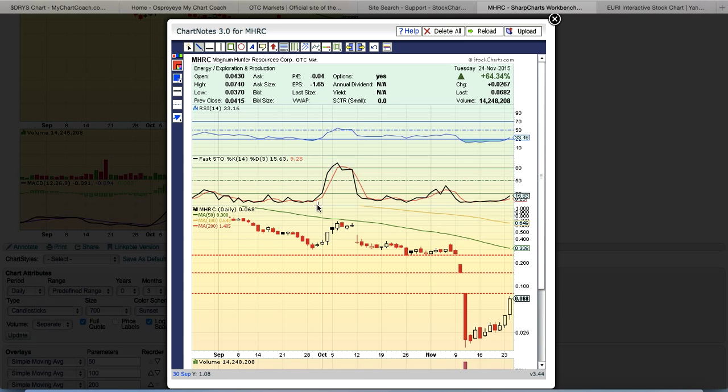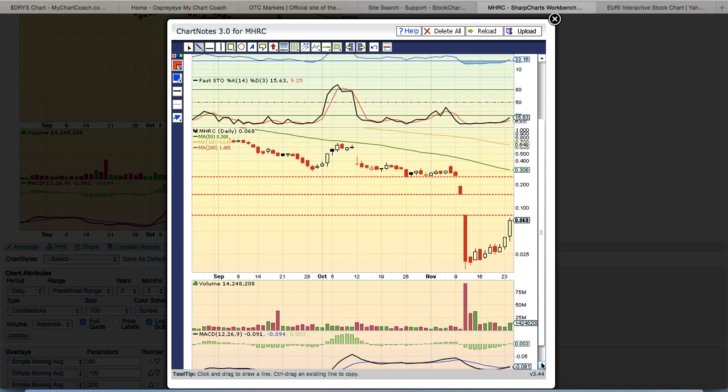See here, see how this was oversold down here, and then it ran all the way up here. See, even though this has had this big run, it's still oversold. It's still oversold. That's what you're looking for. It still has juice. There's still more room to run before it's overbought.